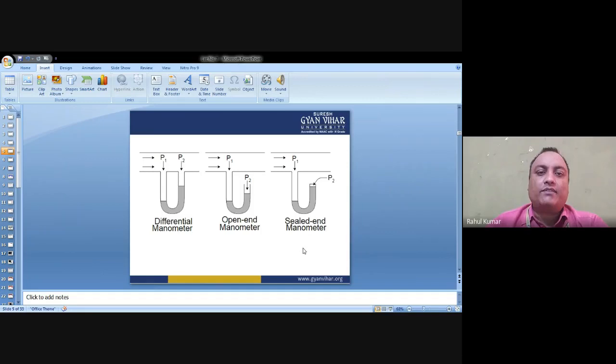And in the case of a sealed end manometer, one end is closed and the other end is connected to the pipe. Here a vacuum is created, and it creates some amount of pressure also.